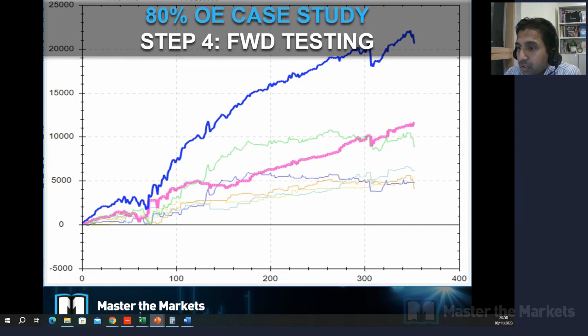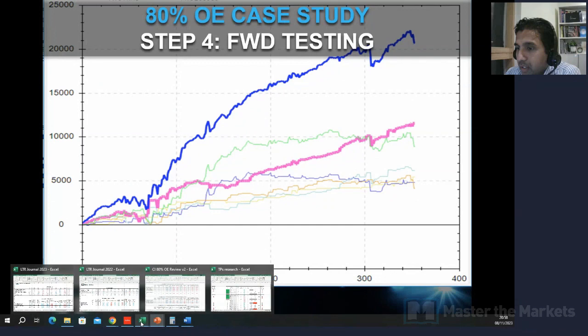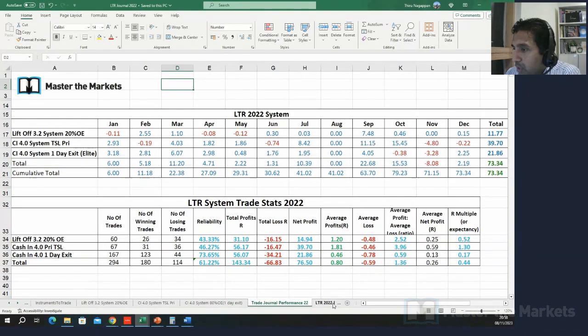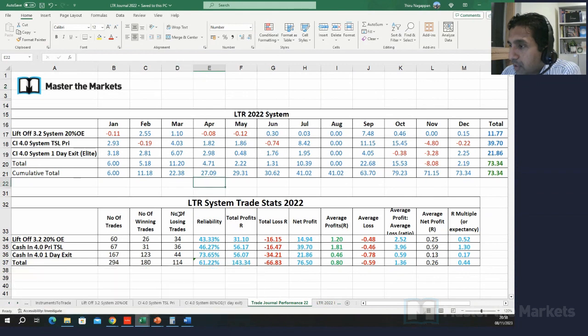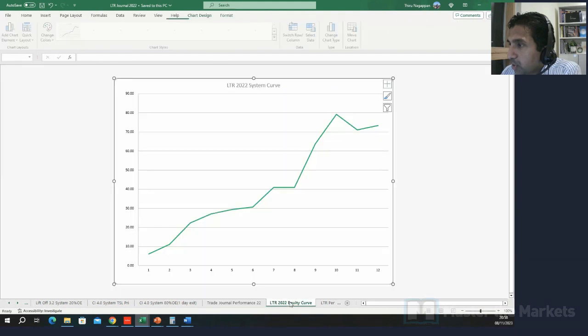Now, before I go on to that, let me just see if I can even show you. Did we plot this one on here? I'll show you another one where we've got the presentation version of it. Maybe even this, if we got LTR 2022. There we go.